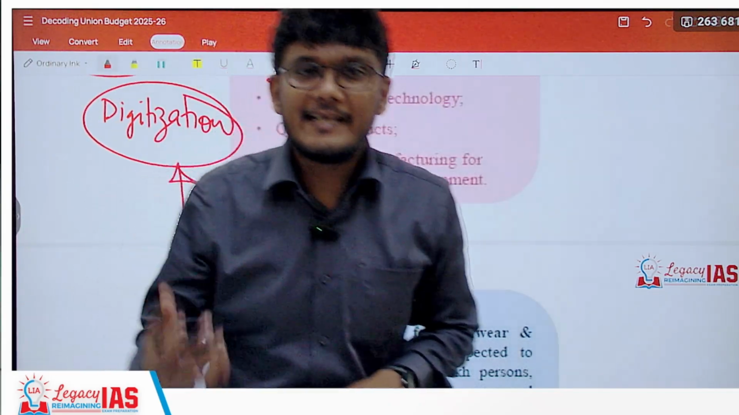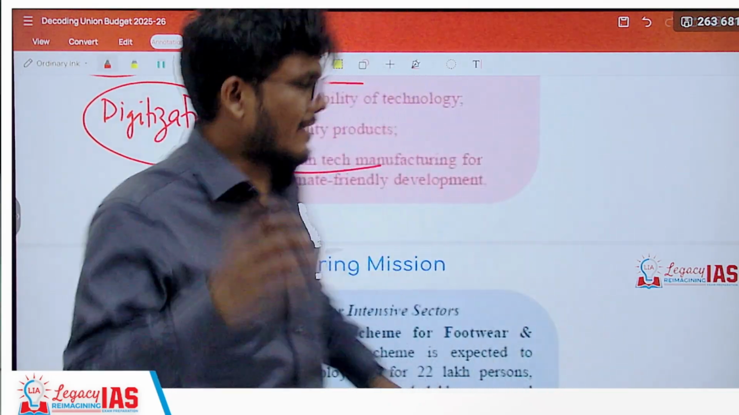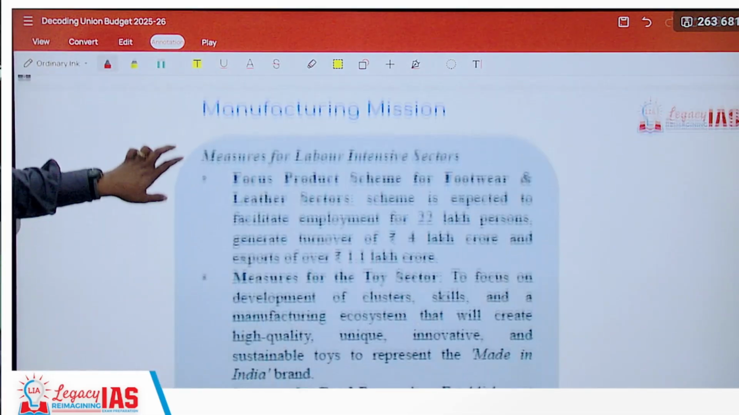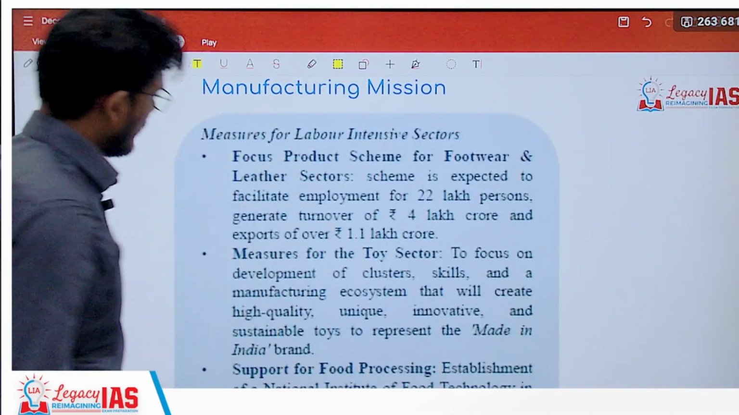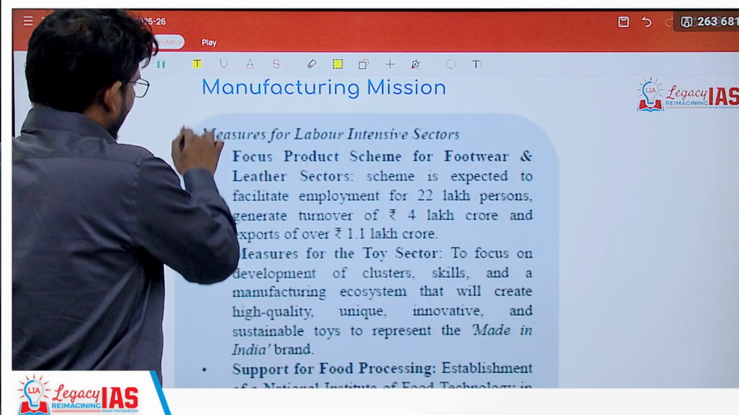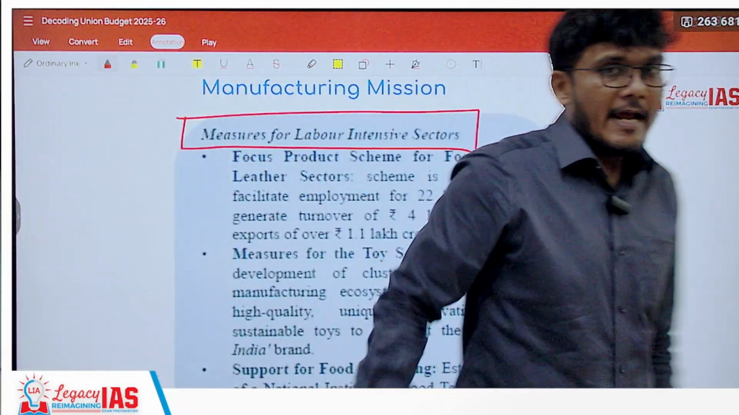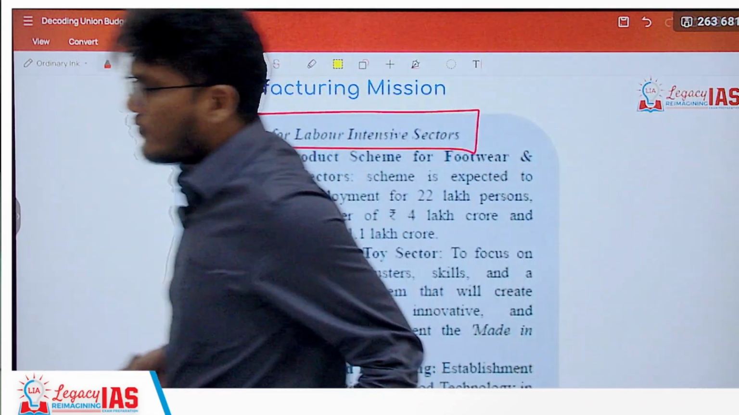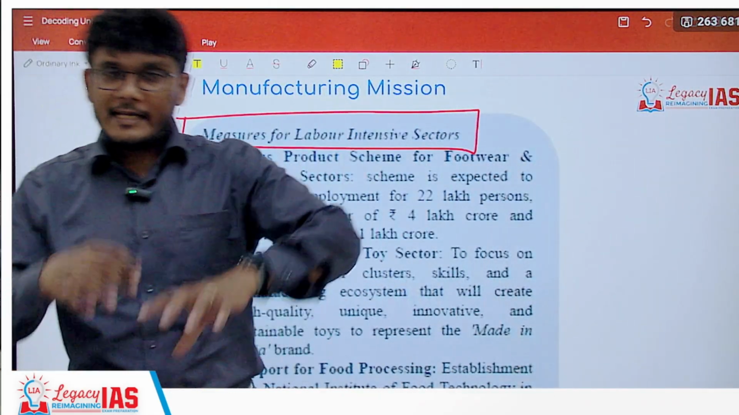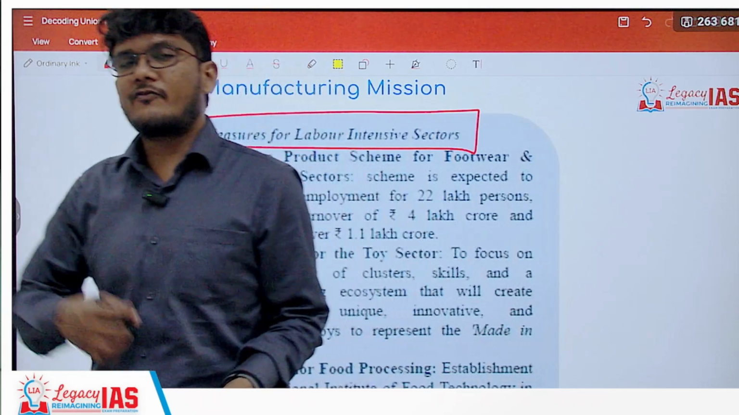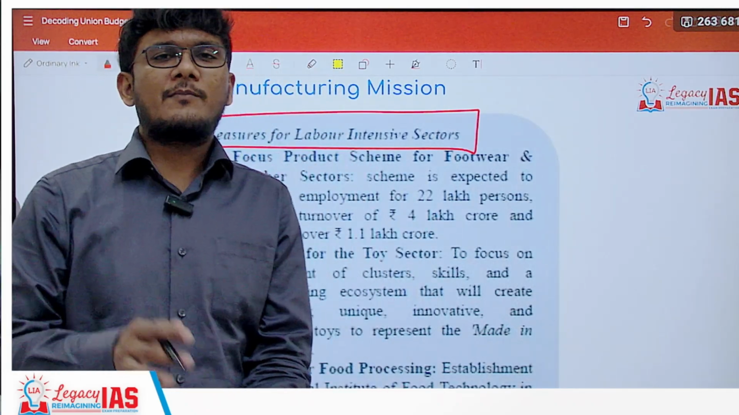In a manner, clean tech manufacturing means using clean technology. So that is our manufacturing mission. There will be certain measures for labor intensive sectors. MSME itself is labor intensive. Among the MSMEs, again, there are sectors which are more labor intensive than other sectors.